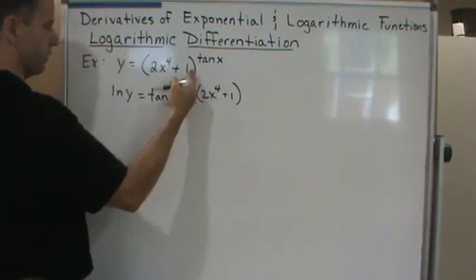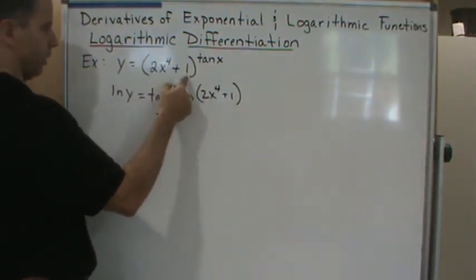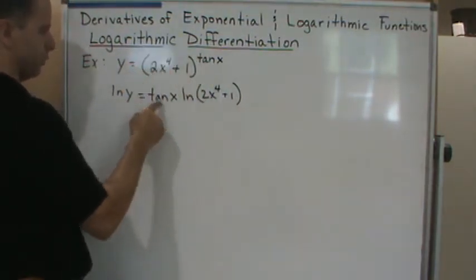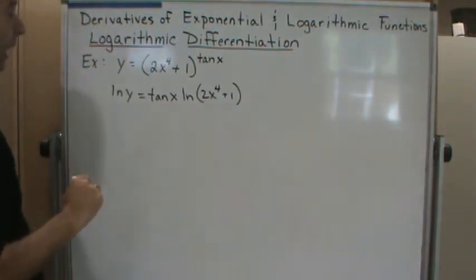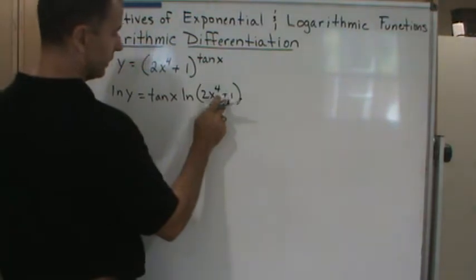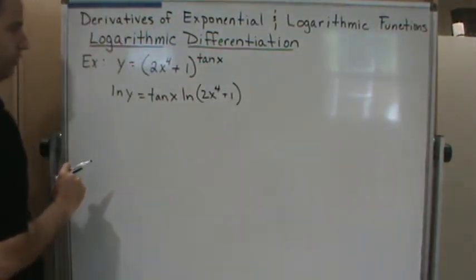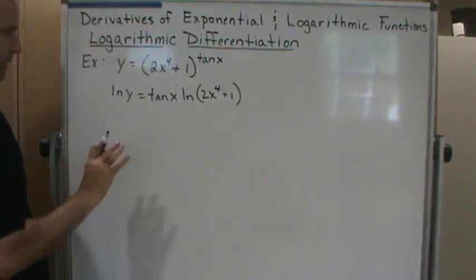Okay, so what I did was I took the log of this side, then I used the property of logs to bring this down. Now I'm going to use the property of logs. Well, actually, no, I can't use the property of logs because this is a sum. So we're done. This is the best I can do right now.